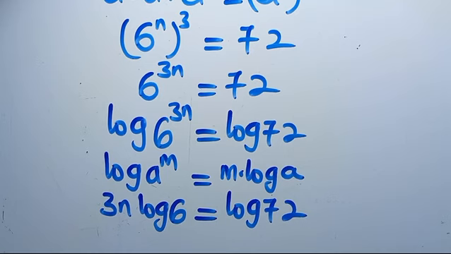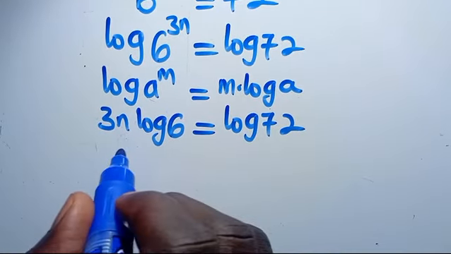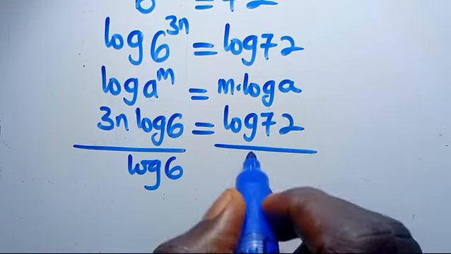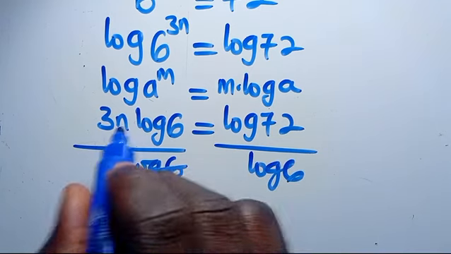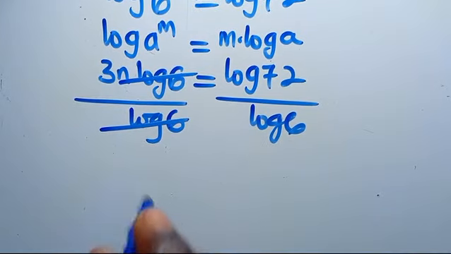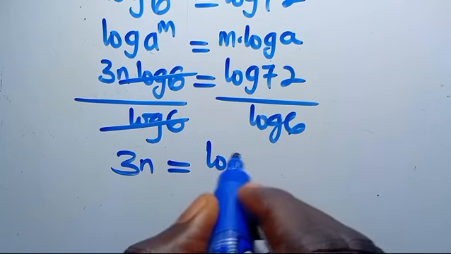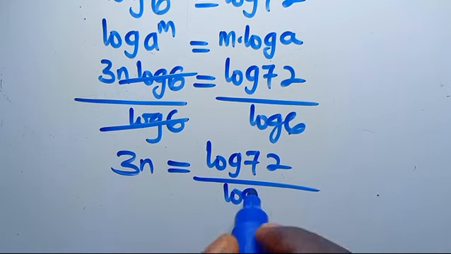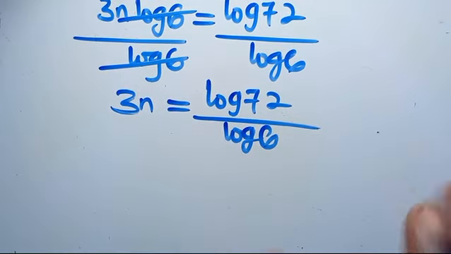Now, dividing through by log 6, so this log 6 will cancel out this. We have 3n equals log 72 over log 6.